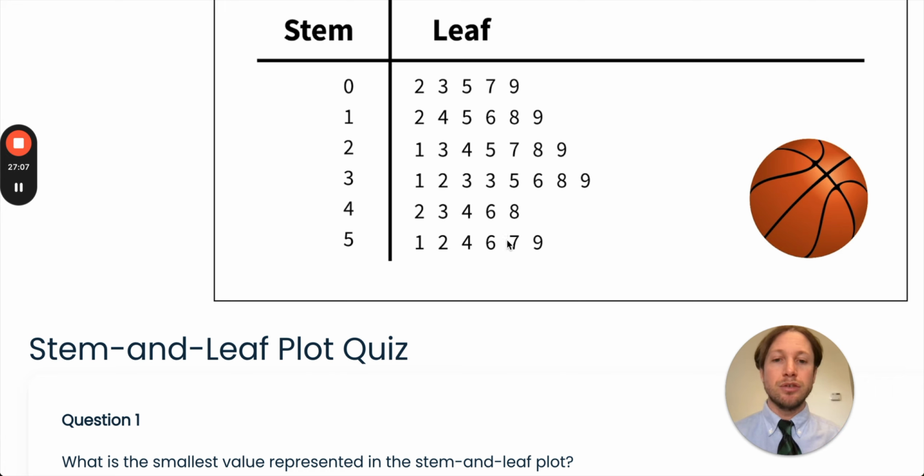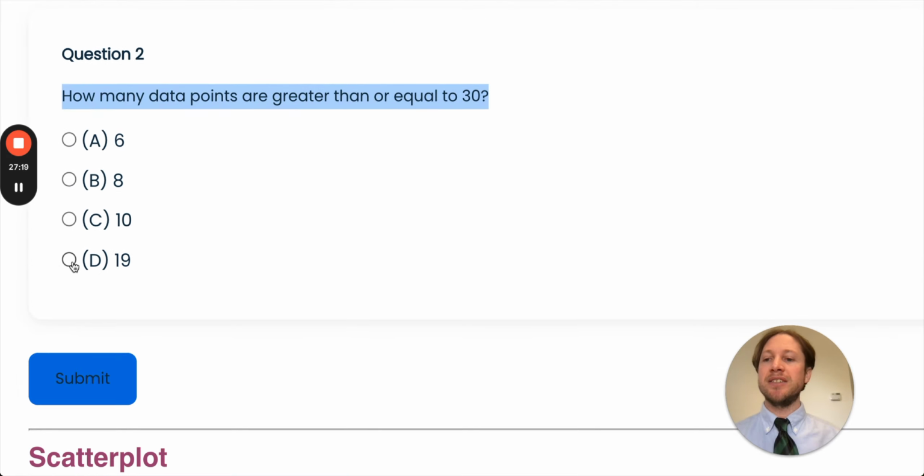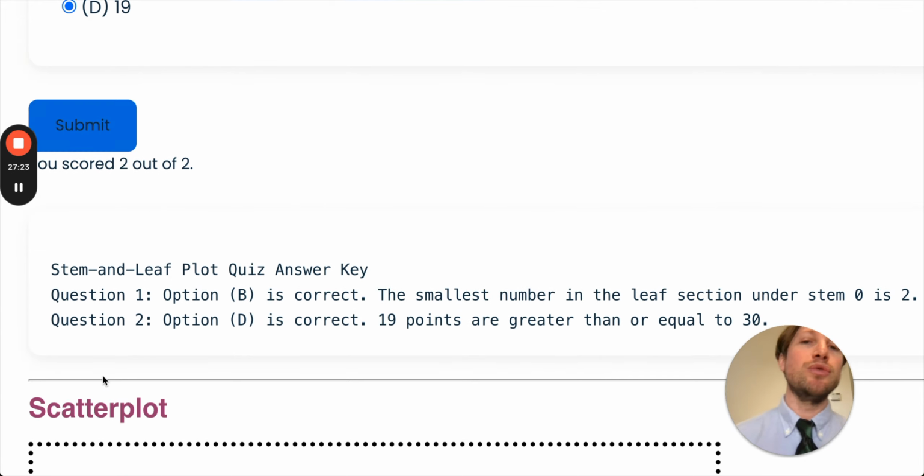So we have 1, 2, 3, 4, 5, 6, 7, 8, 9, 10, 11, 12, 13, 14, 15, 16, 17, 18, 19. I believe that's what I said on the first go too. And it is 19 here, so we're going to click the submit button. And again, we scored 2 out of 2.